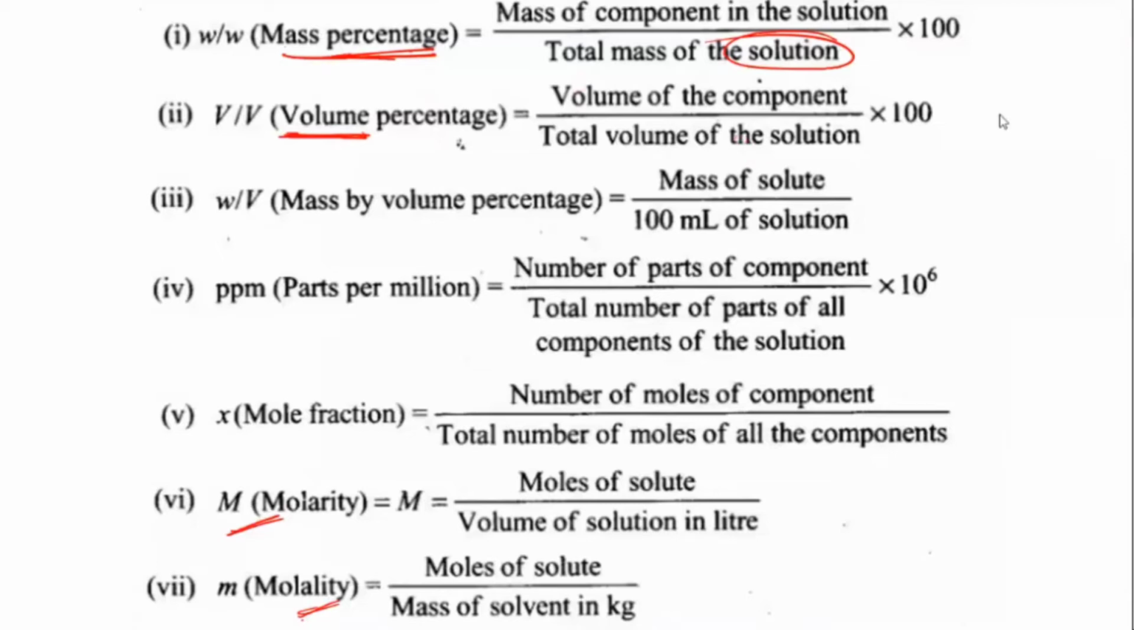Okay, then we have mass by volume percentage. If you have a solute and you are dissolving that in a liquid, then we have mass by volume percentage. That means the mass of the solute dissolved in 100 ml of the solution, meaning the total volume of the solution, into 100. That's what it means. Okay, and then the next one is parts per million.